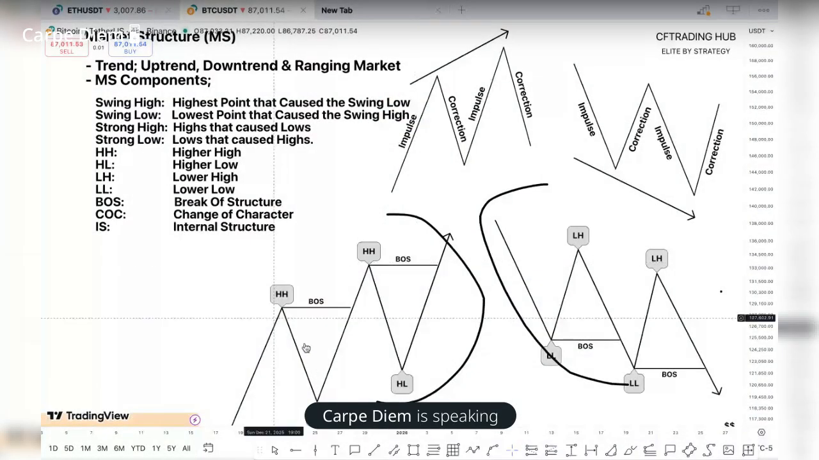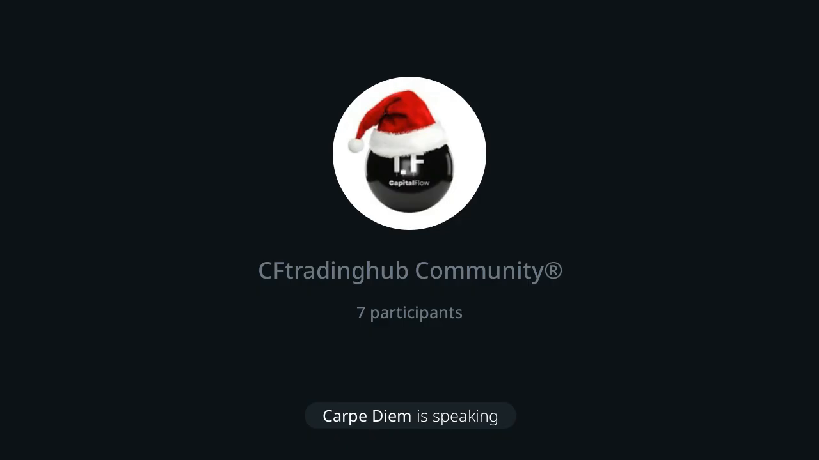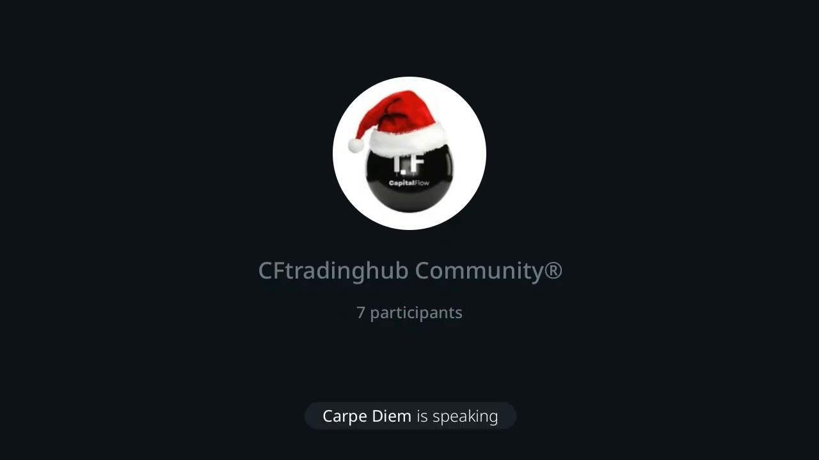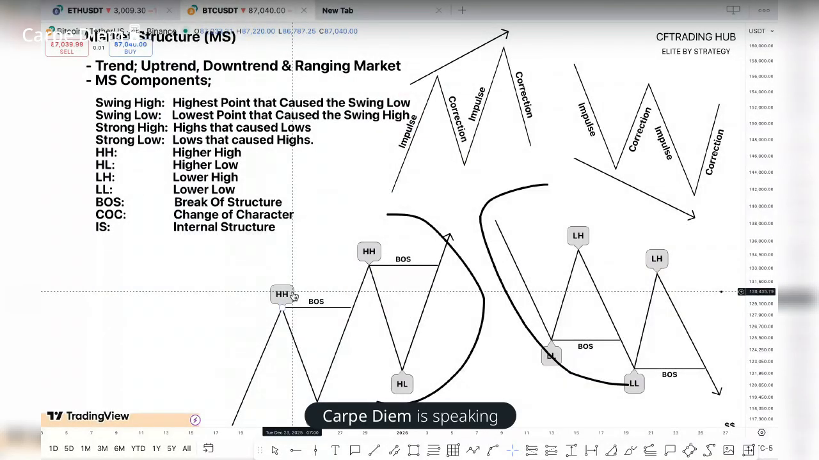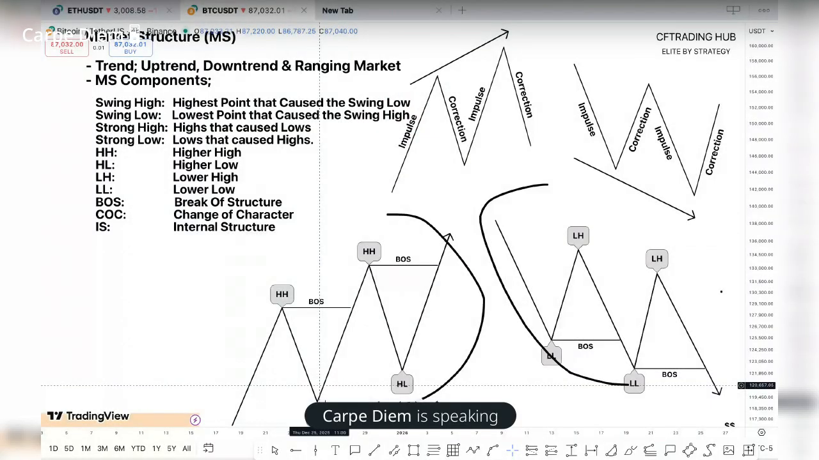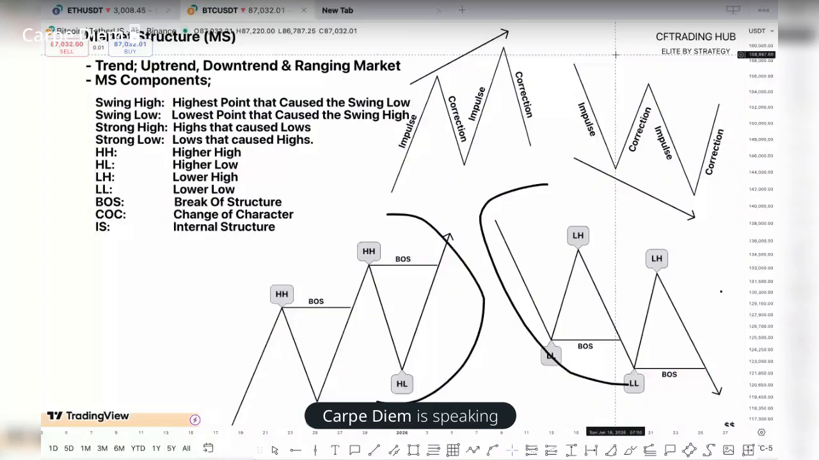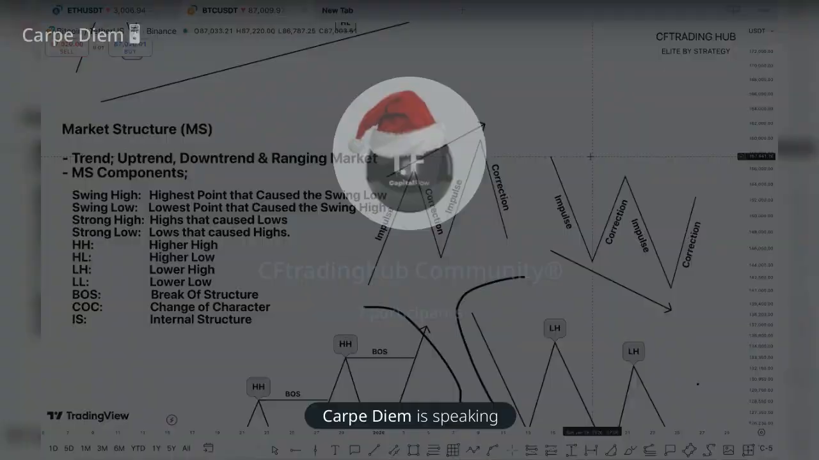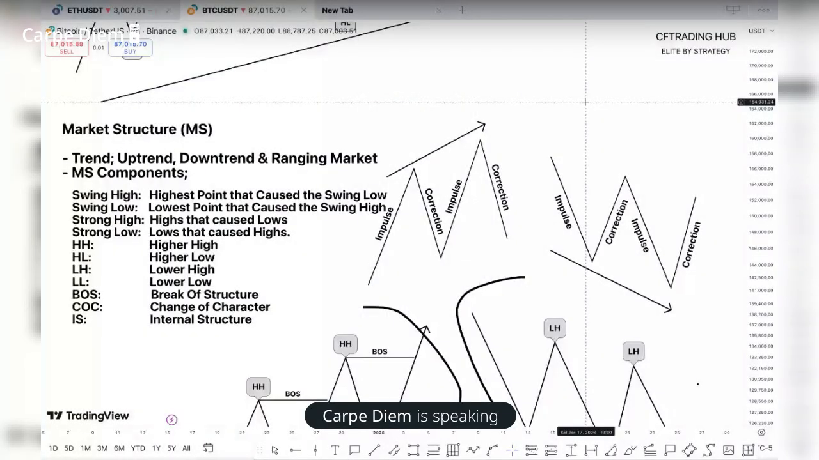Your impulse and corrections. An impulse move is the move that goes in the direction of the trend. The correction is a move that goes in opposition of the trend, as a reset or correction for whatever upside or downside impulse happened. Because like I said, there have to be two sides to create a balance in price.